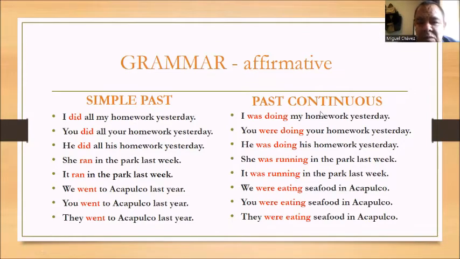In the past continuous, we need the auxiliary verb to be in past, of course, was or were, followed by the main verb with an ing ending. For example, I was doing my homework yesterday. You were doing your homework yesterday. He was doing his homework yesterday. Then, as you see in these affirmative sentences, they have a different grammar structure.